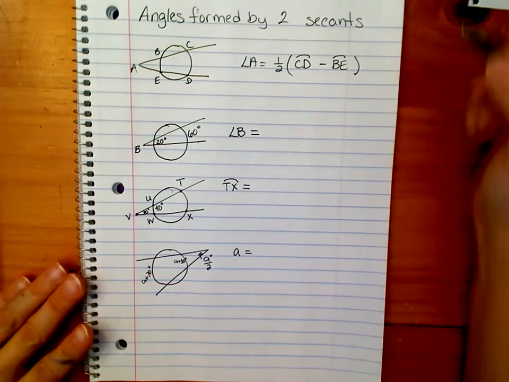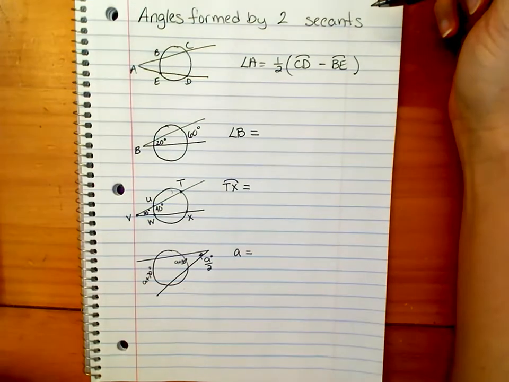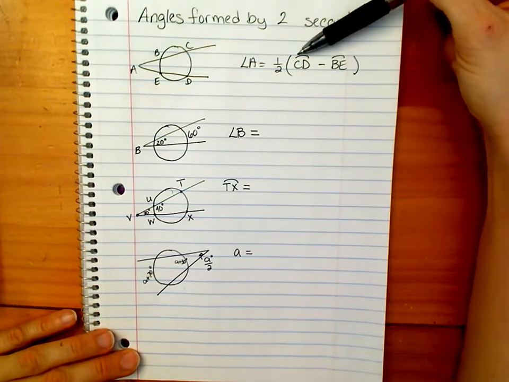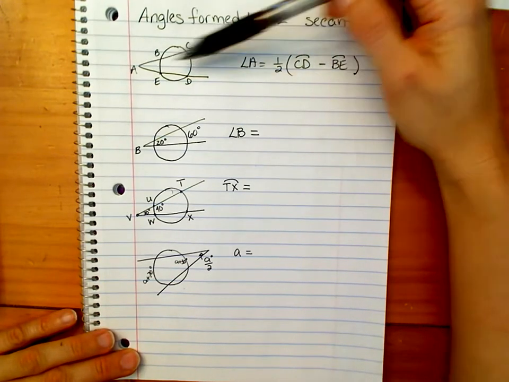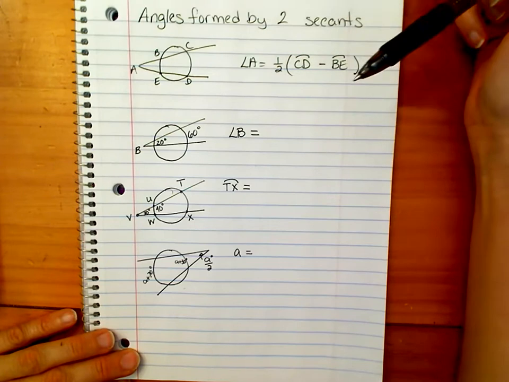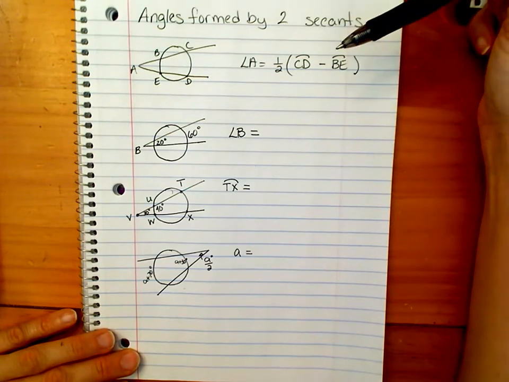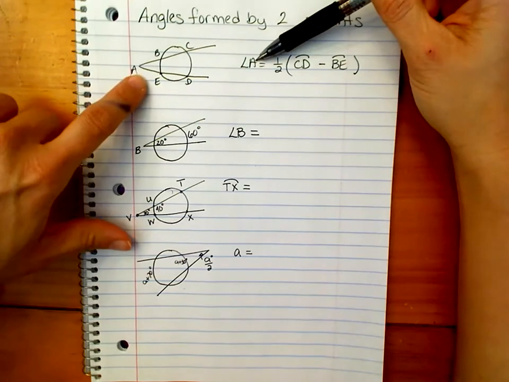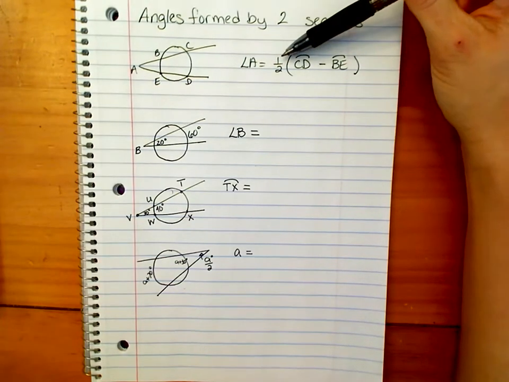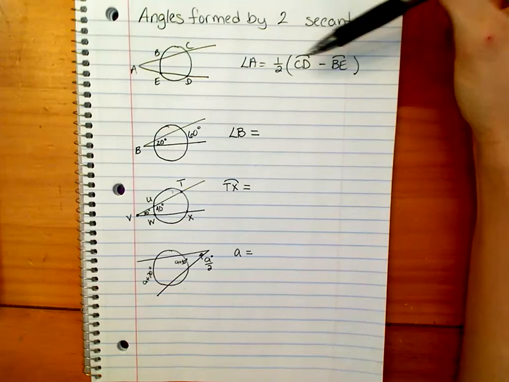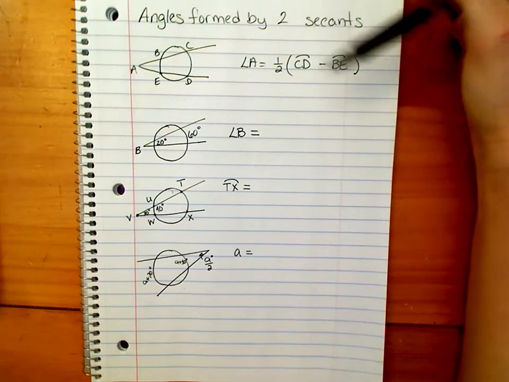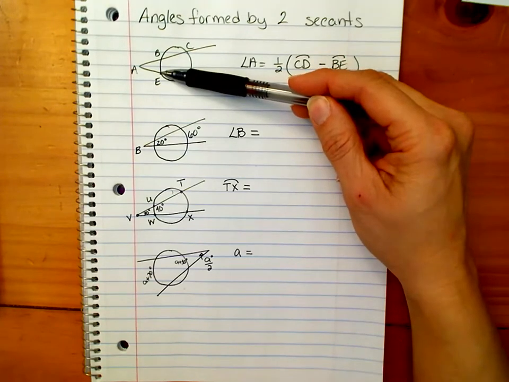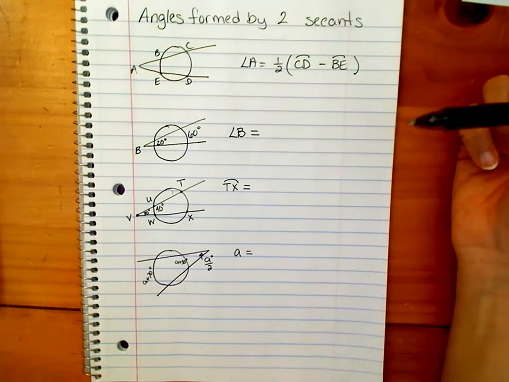This lesson is about how to find an angle that's formed by two secants of a circle. So here's our little picture and our formula. This angle is the angle that's formed when two secants intersect outside the circle. And when they intersect outside the circle, we find this angle A by taking the difference of the two arcs that it intercepts and dividing it by 2 or multiplying it by 1/2. So that's CD minus BE. Half of that is going to be equal to angle A.